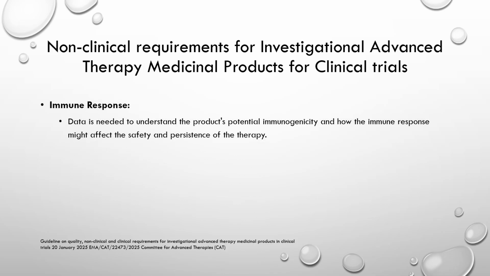Again, you need to identify the potential for an immune response. So in humans, are we going to develop antibodies against the CAR protein, against the CAR T cells? You need to look at the potential for that, and address it in your non-clinical studies, or at least understand it, because this will affect the persistence of your product, and the safety. You don't want to get immunogenic responses.